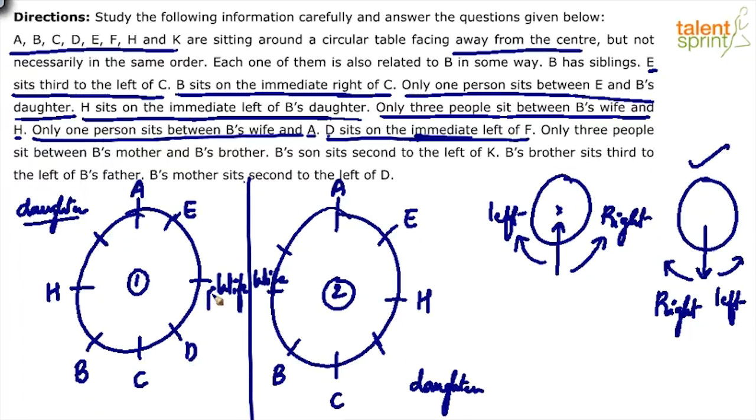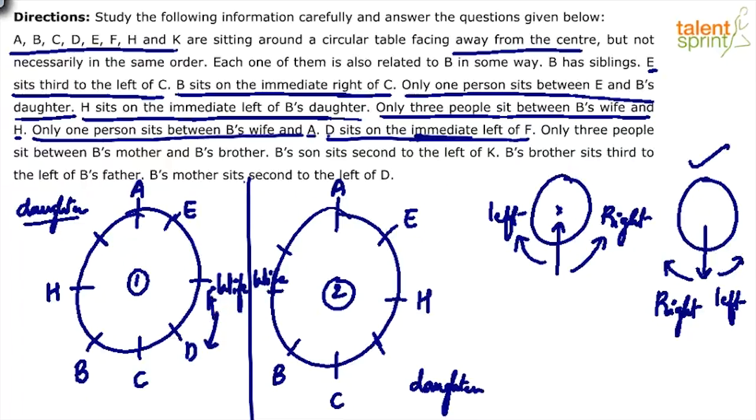D, F, let's assume. Check. What do we want? D sits on the immediate left of F. Now if you observe, if you come from F, is it left of F or right of F? From F we are going in the clockwise direction. So from F, when you go in the clockwise direction, it becomes right, because these are outward facing persons, right? Clockwise direction means right. So D sits on the immediate left of F means they will not be seated like this. They have to interchange their positions.